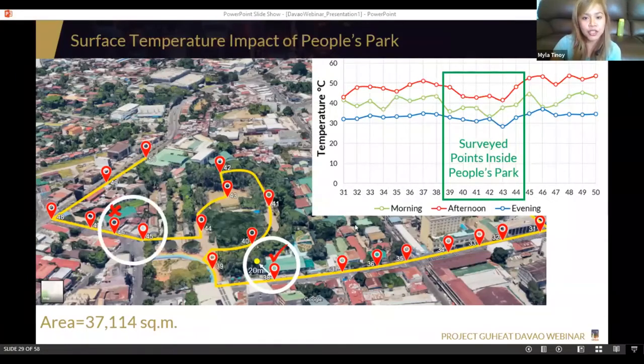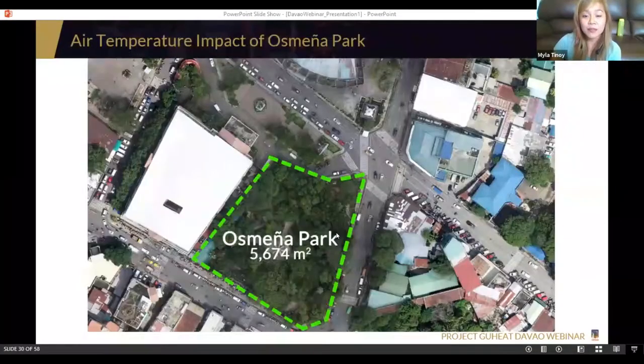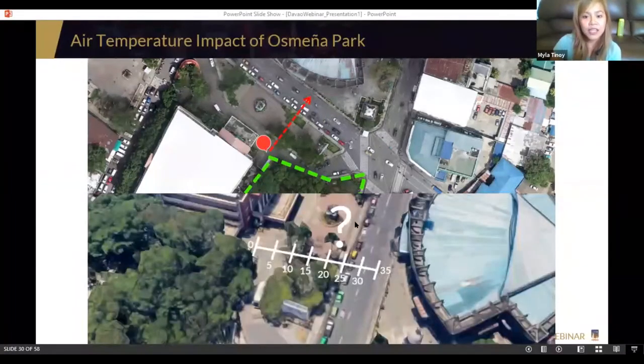However, the cooling effect of the trees was not reflected in point 0.46 surface temperature readings. Its distance from point 0.45, which is just a few steps away from the park's gate, is 30 meters. Now, another example is Osmeña Park, which is about 7 times smaller than People's Park. So if a person is standing at this red balloon and walks towards San Pedro Cathedral at this particular path, at what distance would he start to feel warmer air temperature relative to the air temperature in his location?